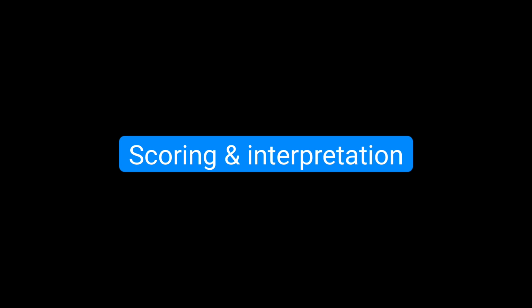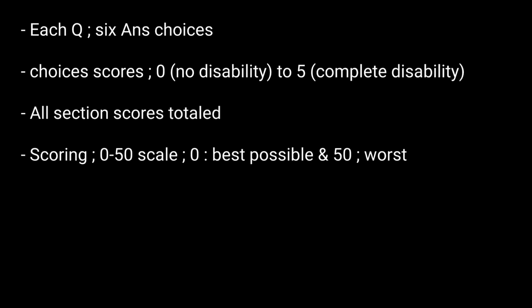Regarding scoring and interpretation. So each question contains 6 answer choices. Now these choices can be scored from 0, that is no disability, to 5, indicating complete disability. And once the questions are done, all section scores are then totaled. So scoring is reported on a 0 to 50 scale. 0 means being the best possible score and 50 being the worst.